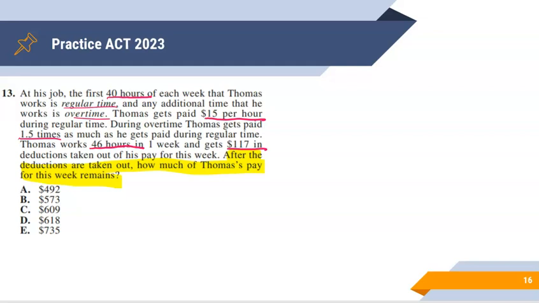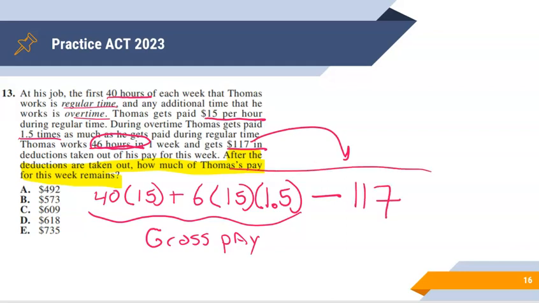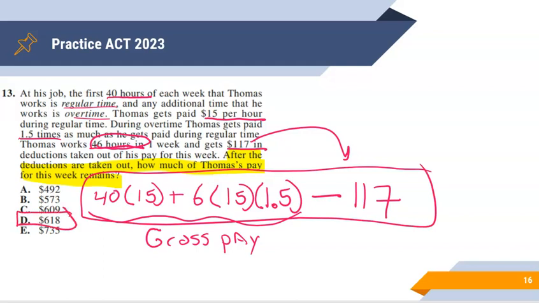So let's first figure out how much money does he get. Well, he's working 46 hours. That means there's 40 hours at regular time, which is $15 an hour, plus the 6 hours he's working overtime, which is at 1.5 as much, right? This here is his gross pay, like how much he is paid. Now, we have to subtract his deductions, which in this case is 117. Type this into your calculator. You wind up with choice D.